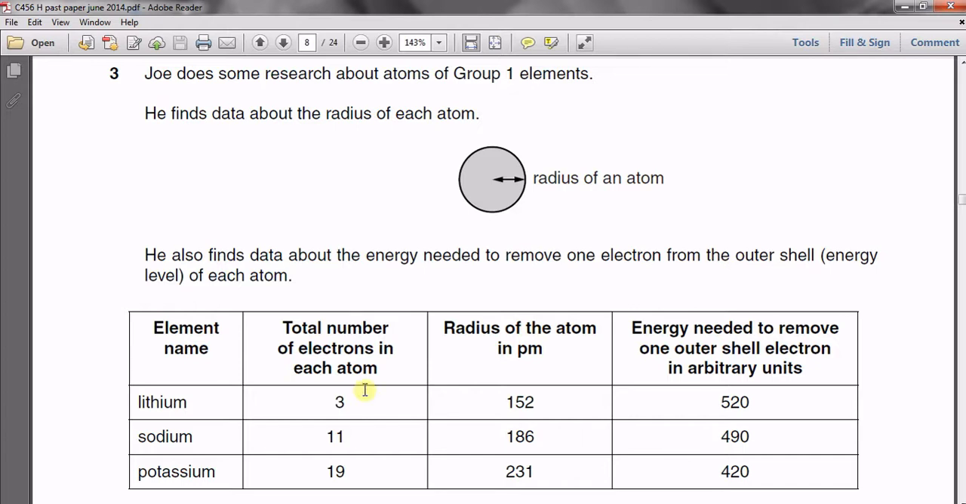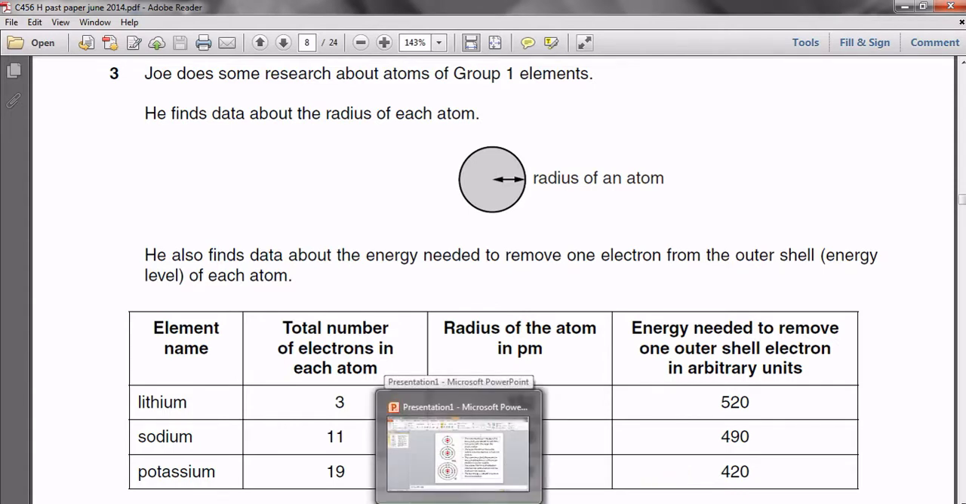The first trend we can see is that as the number of electrons in each atom increases, going from lithium to sodium to potassium, so does the radius of the atom, 152 to 186 to 231. We've got the reverse trend happening then with the energy needed to remove the electron from the outer shell. We've got the largest number for lithium, then for sodium, and then for potassium. So that's the first thing you should do in this question, is to point out those trends. That's what's asked for to start with.